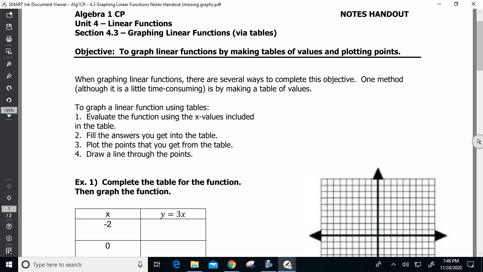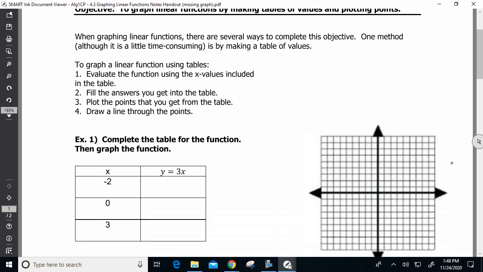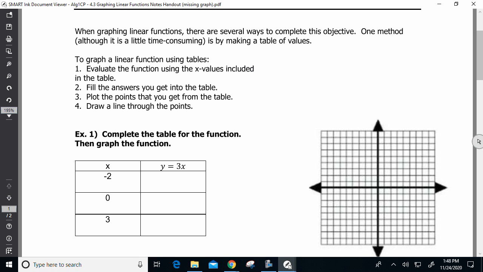For graphing a linear function, one of the primary methods you have is to make a table for it. It's a little time consuming, but it is a way for you to be able to graph a linear equation. To do it is very simple.